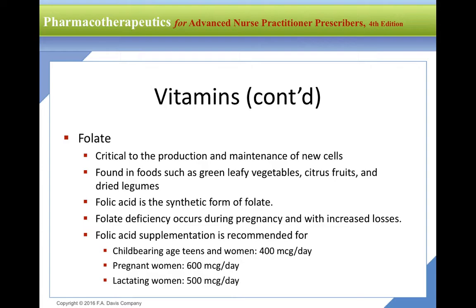Folate, I always like to point this one out. Critical for patients who are pregnant, or thinking about getting pregnant. If you have a patient who's thinking about it, or they're trying, go ahead and recommend they start folate. That way they're on it in case they do become pregnant. They haven't missed a month or two of taking that.